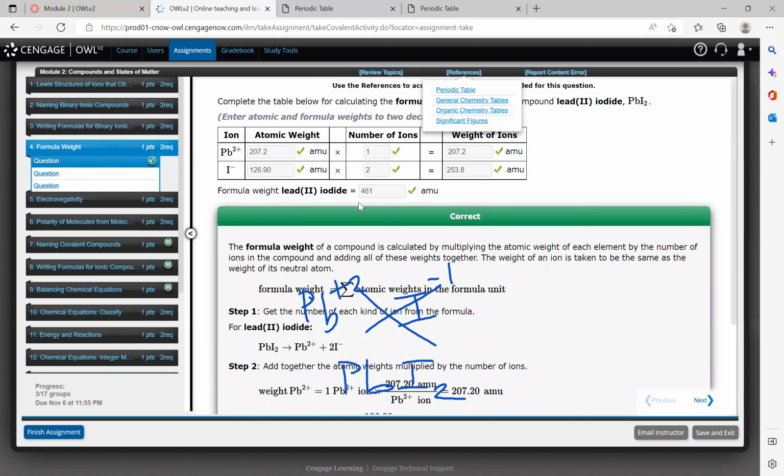So with the number of ions, be careful to make sure you're doing your cross. That way we can figure out how many of each ion we have present. And then from there, again, we're just going to calculate the weights by taking the atomic weight times the number of ions. Total up and add together the weight of the ions, and you'll have your formula weight.